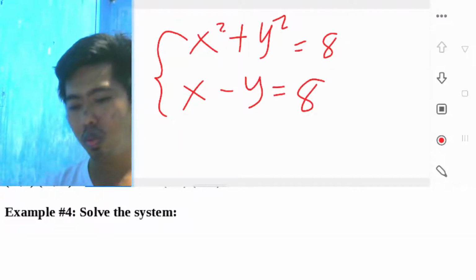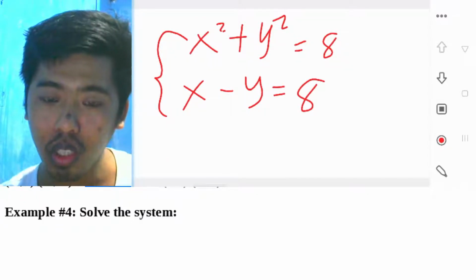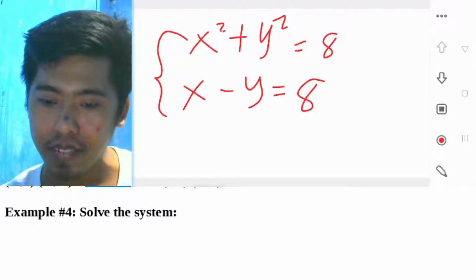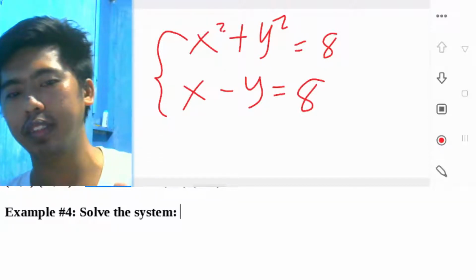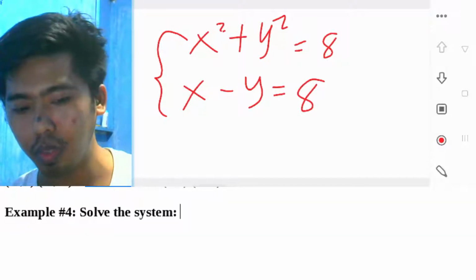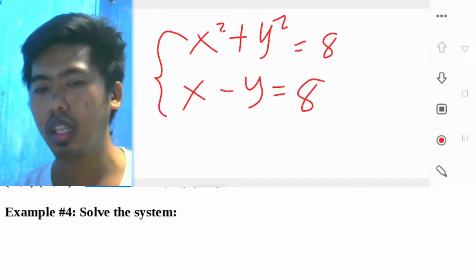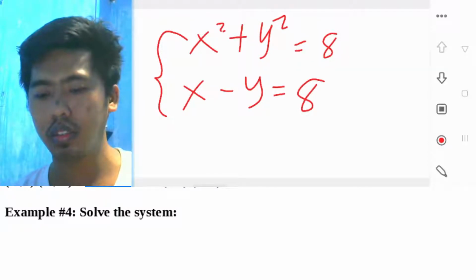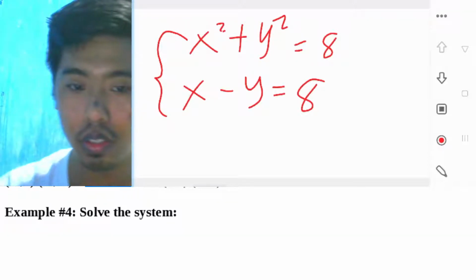What we can do here is use substitution. After that, if there exists a possible answer for x, then we can continue. If there's not, then it's a quadratic equation. So let's proceed.